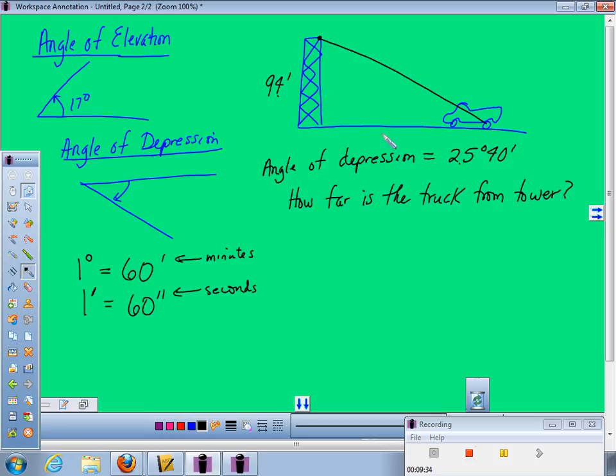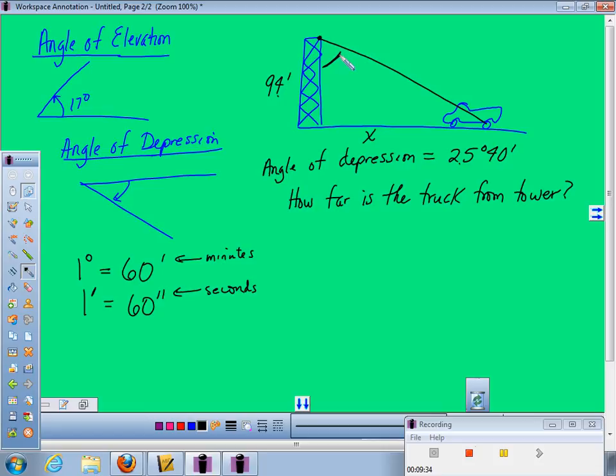So I'm going to call this distance here x. Okay. What you have to do is you have to use your old friend Oscar, and figure out which trig function would this be. And we also talk, where is the 25 degrees, 40 minutes in this picture? Is it 25/40 right up here? Is that the angle of depression?